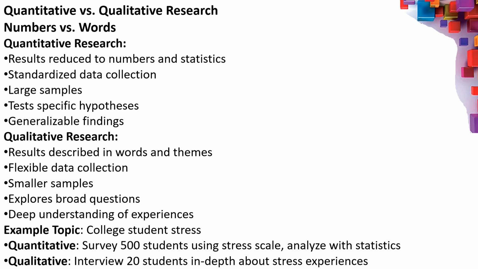Think of quantitative and qualitative research as different lenses for viewing the world. Quantitative gives you the wide angle view with precise measurements across many people. Qualitative gives you the zoom lens with rich detail about fewer people's experiences. Both are valuable. Quantitative tells you how much and how many, while qualitative tells you how and why.